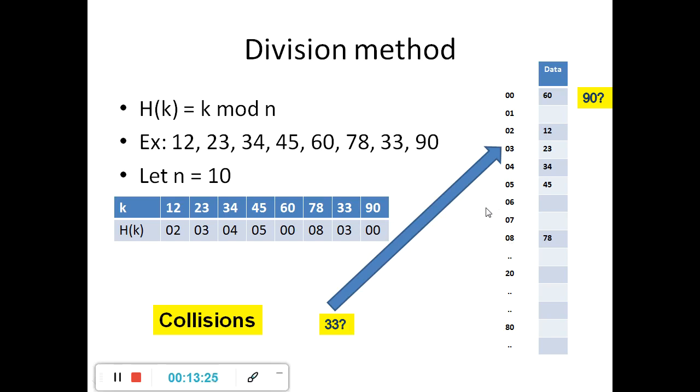Well, what do we say? Are collisions good? Definitely not. Because if there are collisions, then what we have to do with the new set of data that have the same h of k or the same hashing address? So ideally, we want to have 0 number of collisions.